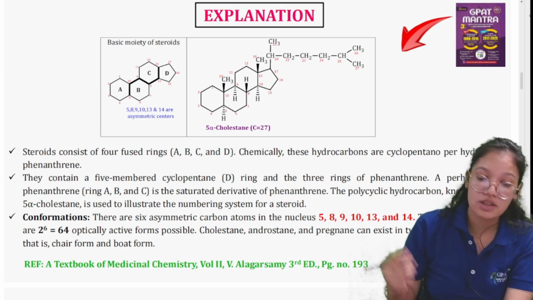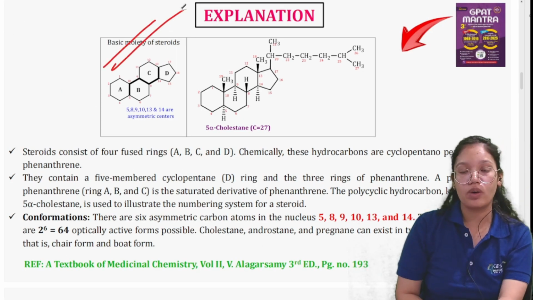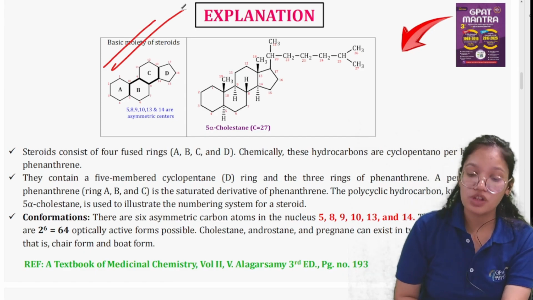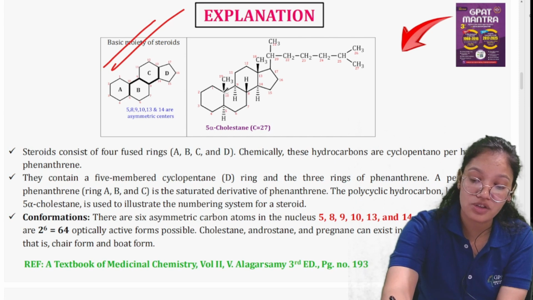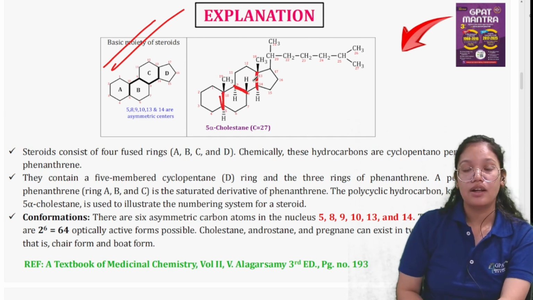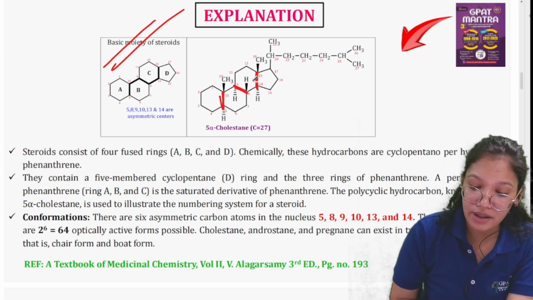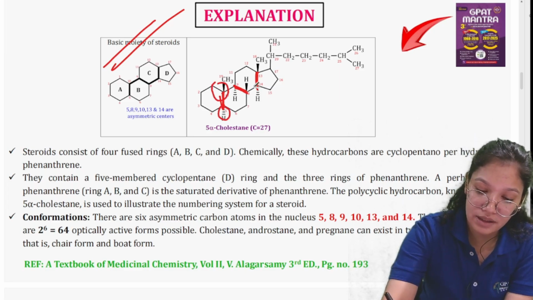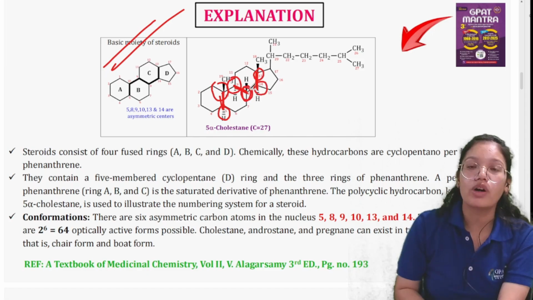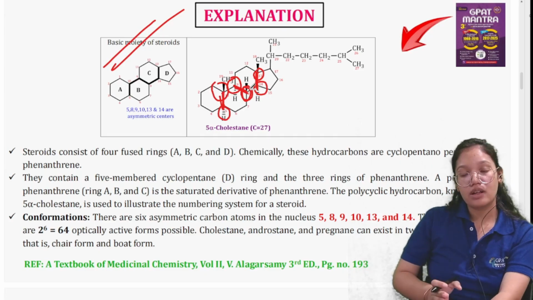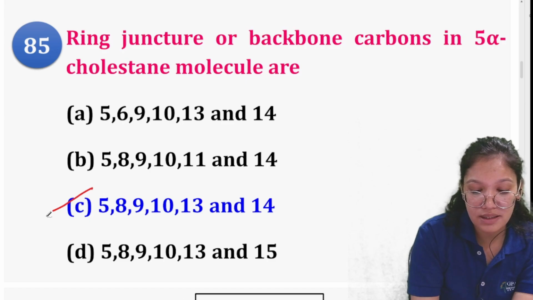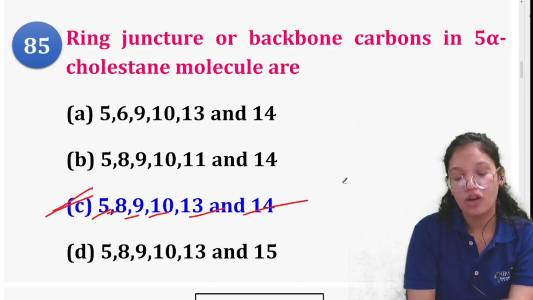So if we look at the structure, this is the basic moiety of steroid, which is also present in the cholesterol molecule. Now if we talk about the ring junctions here, we have 3 ring junctions: 1, 2 and 3. And what are the carbons involved in that junction? 5th, 10th, 9th, 8th, 9th, 13th and 14th. Okay, so 6 carbons are involved in the junction and 3 junctions are there. So the answer will be C5, 8, 9, 10, 13 and 14.